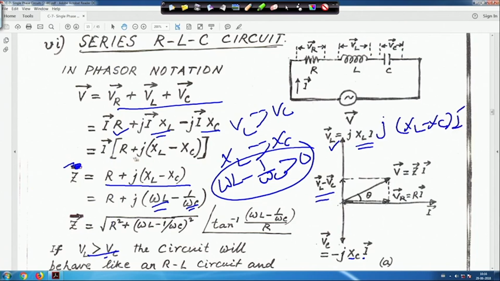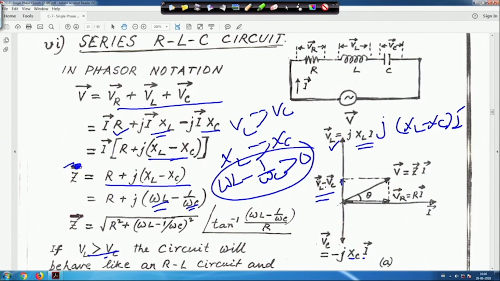So if you multiply, R plus j(XL minus XC) into I, it is actually this. At the same time VC is given as minus j, here it is VL, but do not take VL minus VC to mean it becomes plus; do not do that.